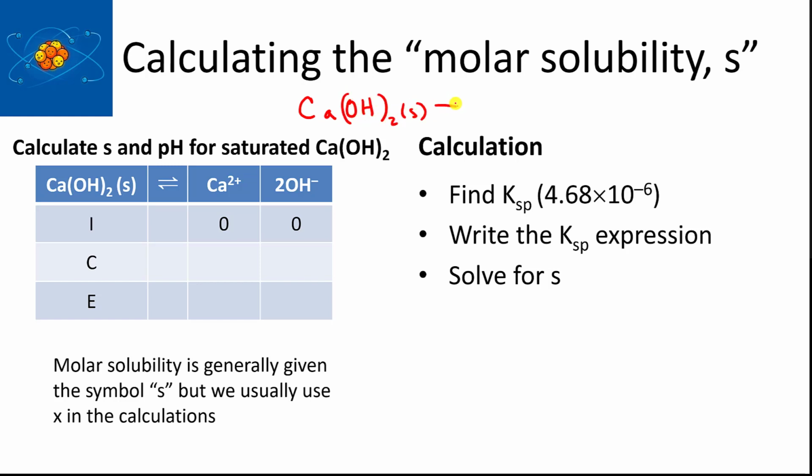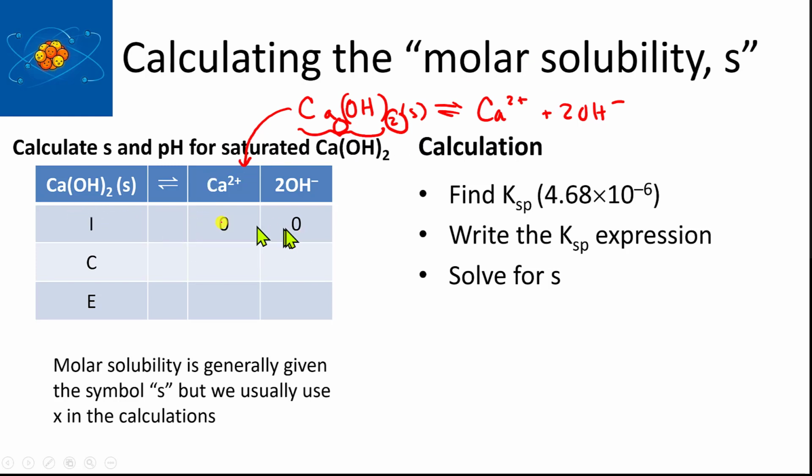solid is in equilibrium with Ca2+ and 2OH-, and so that's what we put at the top of our ice table. It's always for the dissolving of the solid, and you can get the coefficients from the reactions from the subscripts that are down here. So there's the 1 for the calcium, and the 2 for the hydroxide.